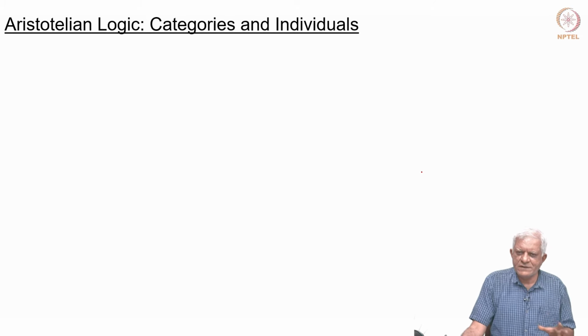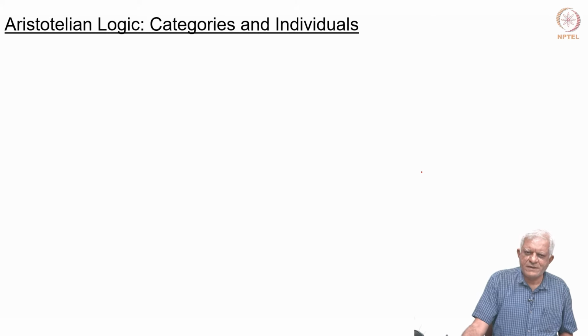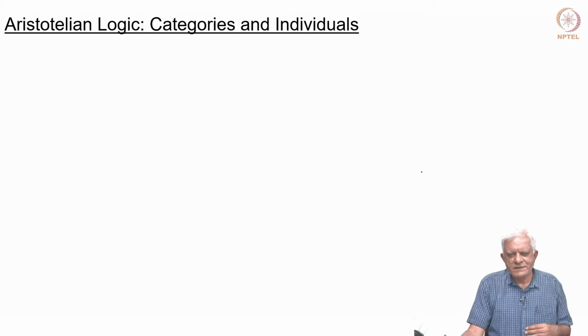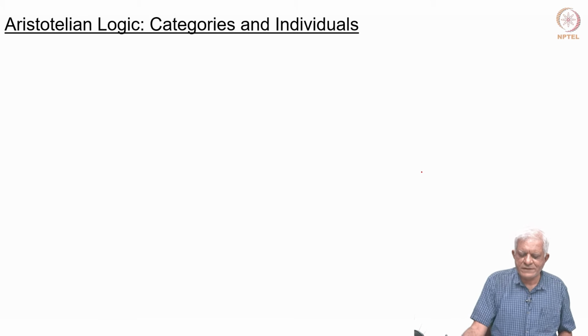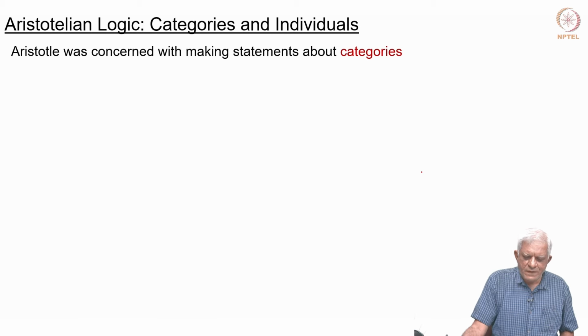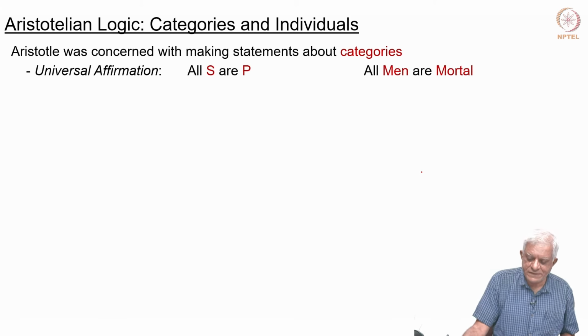He was looking at the world from the perspective of categories and individuals. So, by categories we mean classes or types of things. So, for example, man, mammal, animal, all these are categories essentially, and individuals are of course individual members of the world that we are talking about, and we will try to formalize this. So, he was interested in making statements about categories essentially. So, he identified 4 kinds of statements that are interesting.